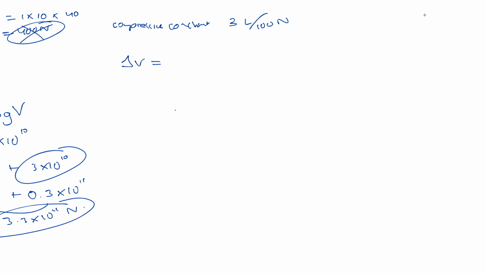So if we do that, the force was 3.3 by 10 to the 11. That was the total compressive force. We multiply that then by 3 litres per 100 newtons.